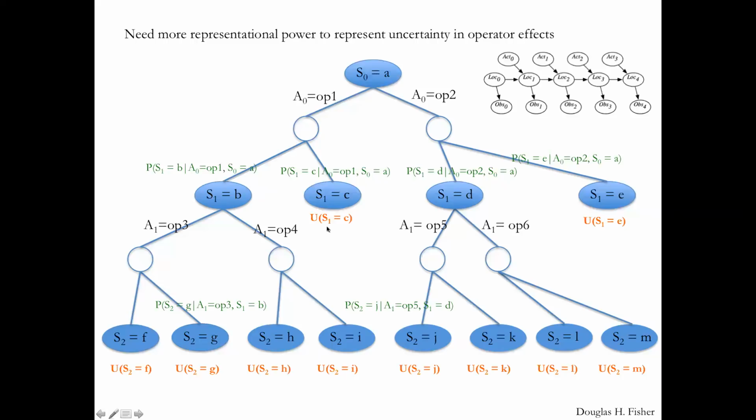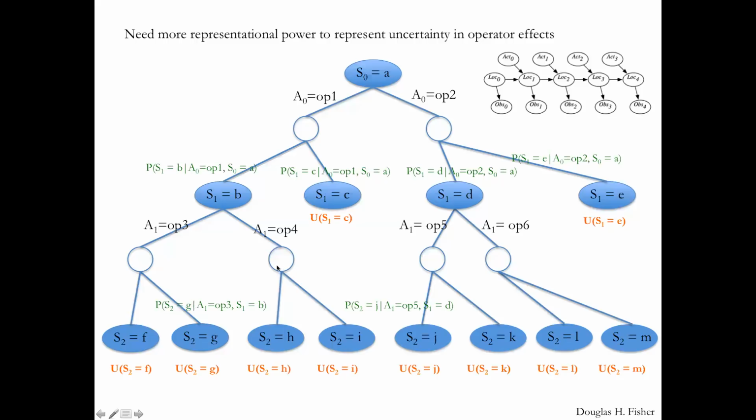This may be a dead end, and this may have a particular utility assigned to it. But then we can repeat this process, and at state B, apply operator 3, and we come down here. There's a couple possible outcomes that result from applying operator 3 to state B. One outcome gives us state F, one outcome gives us state G. Operator 4 also has uncertainty associated with it.